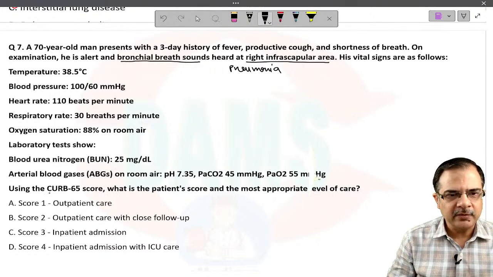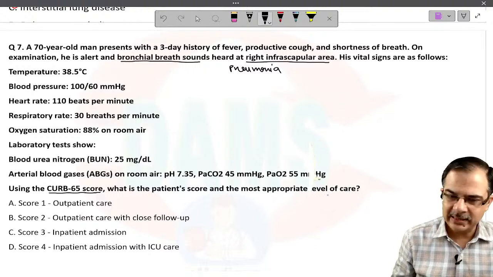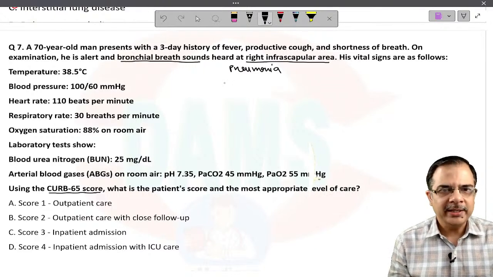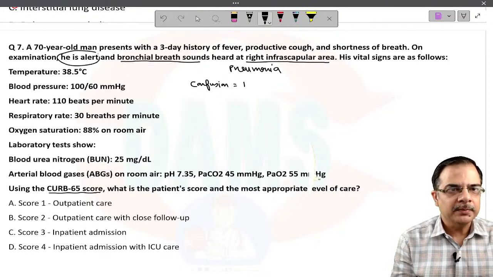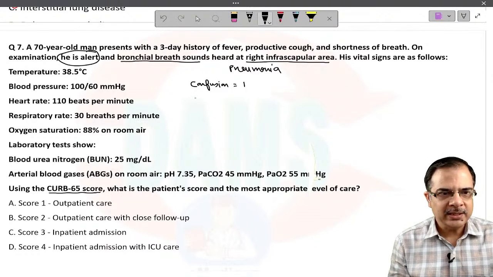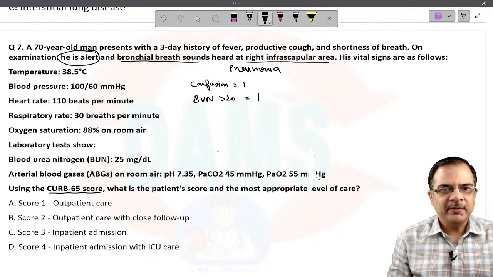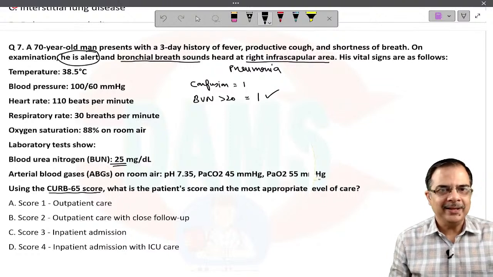The question is asking about the CURB score. So there are two things: what is the CURB score and what is the appropriate level of care in this patient. So the C in CURB stands for confusion. Confusion will be given 1 point. But here the patient is alert, so there is no confusion. Then look at the U. U means blood urea nitrogen more than 20, which will be given 1 point. Here the blood urea nitrogen is 25. So 1 point is here.